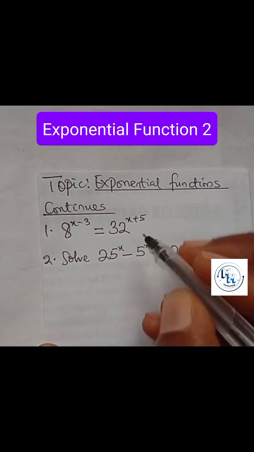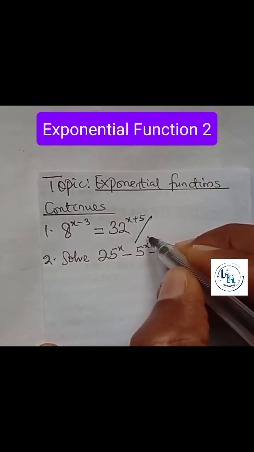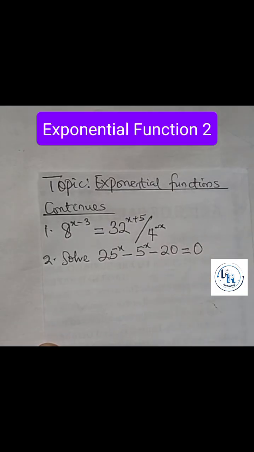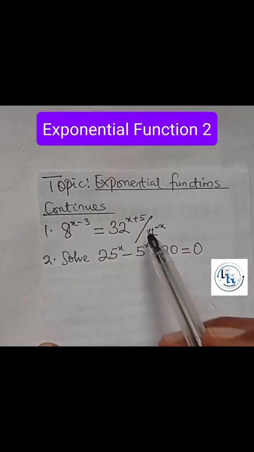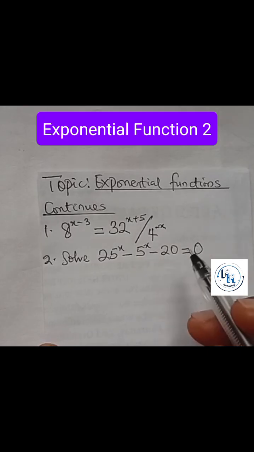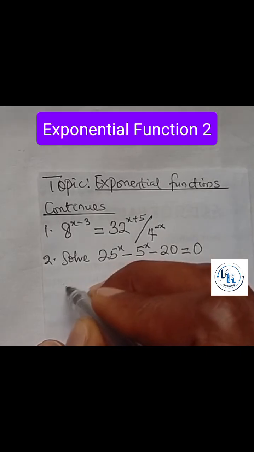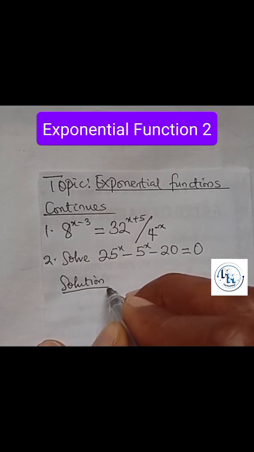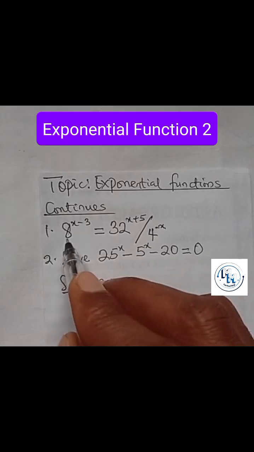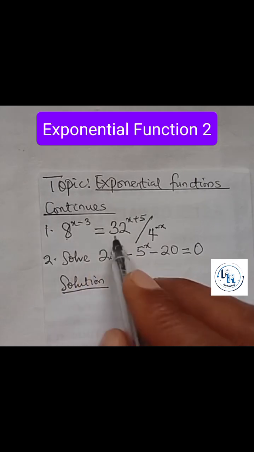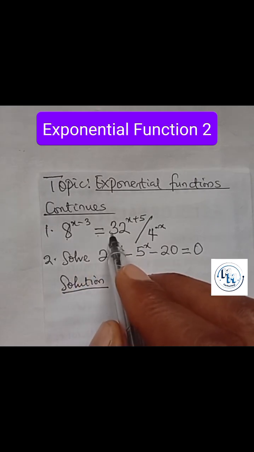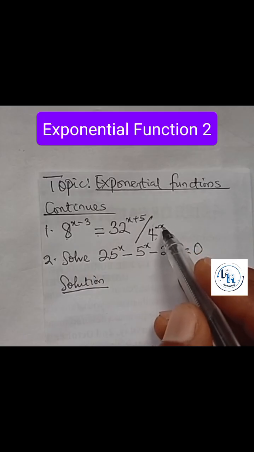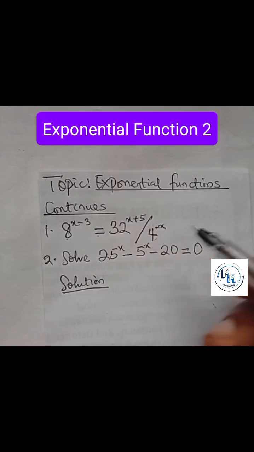Please, there should be something here over 4 power minus x. Yes. Now we're going to solve these two problems today. Let's begin with the first one. The first one says 8 power x minus 3 is equal to 32 power x plus 5 over 4 power minus x. Is that okay? Now let's go.